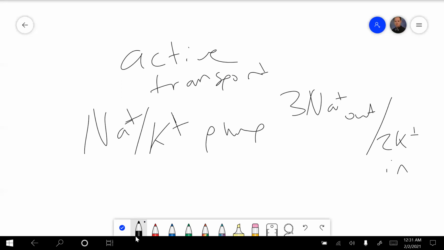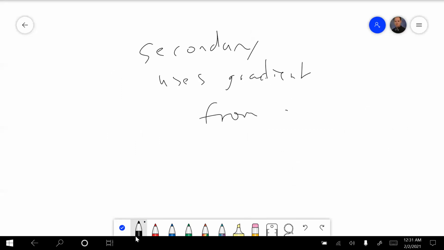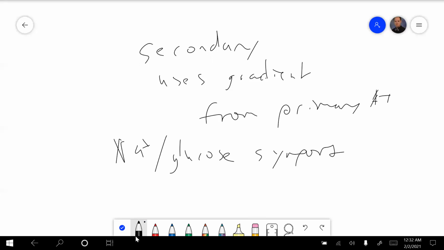It also sets up a situation so that we can get secondary active transport. Secondary active transport uses the gradient from primary active transport. This would be like our sodium glucose symport, where sodium and glucose are allowed to come back in the cell simultaneously as long as they come together. But we have to use that sodium gradient to move the glucose into the cell.